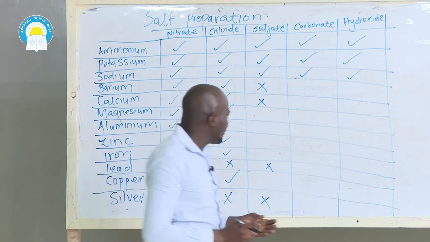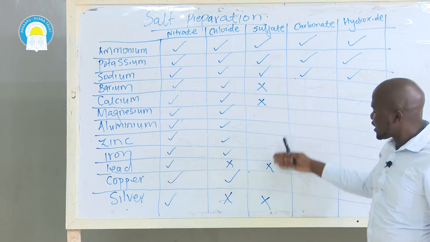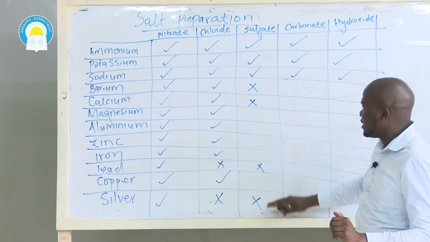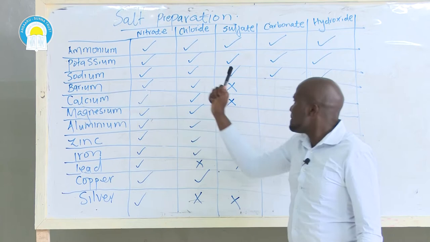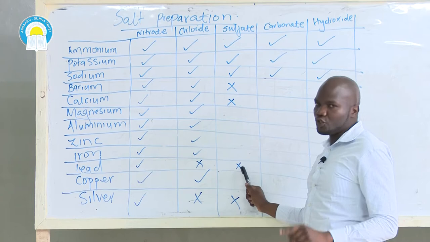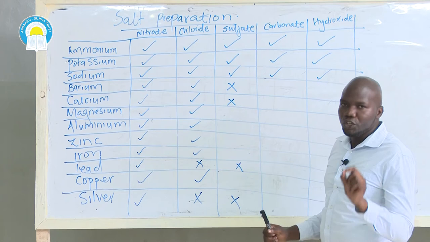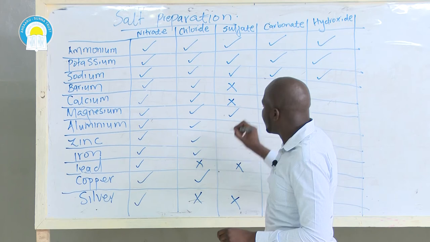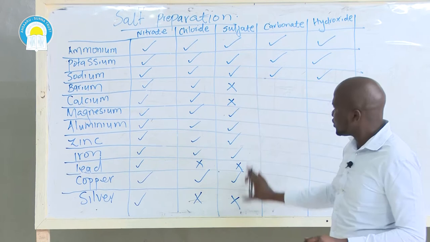So I repeat this point again. They are saying this. All the common sulfates are soluble, except the 4 sulfates that I have written here. The sulfates that are insoluble include barium sulfate, calcium sulfate, lead sulfate, and silver sulfate, which are all insoluble in water. But the rest are soluble. So let us put ticks to those salts that are soluble. The other salts that have ticks, that means they are soluble in water.